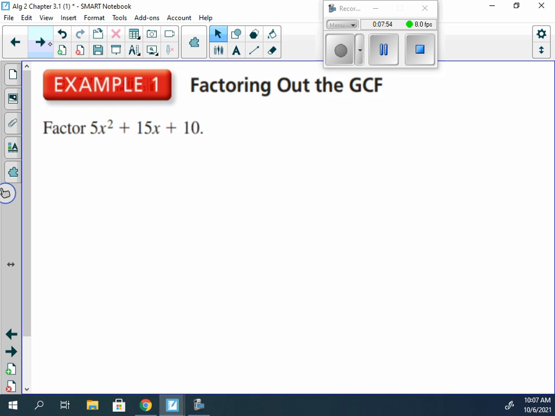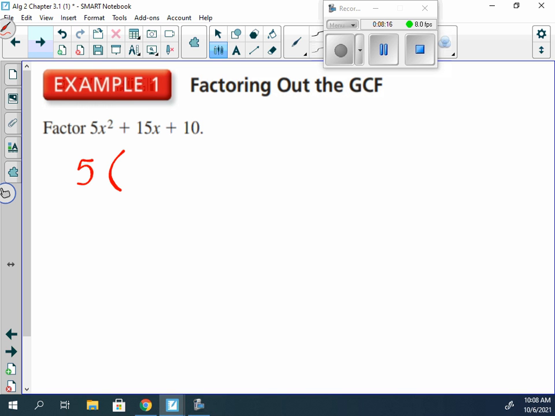If it is factorable. So let's look at this here. Step number 1, find a greatest common factor. Is there a greatest common factor between 5x squared, 15x, and 10? 5. 5 will divide into all 3. 5 is a factor of all 3, so we can divide it out of all 3 terms.